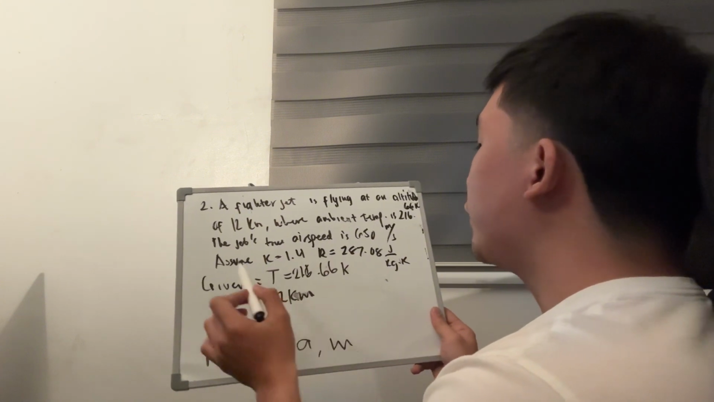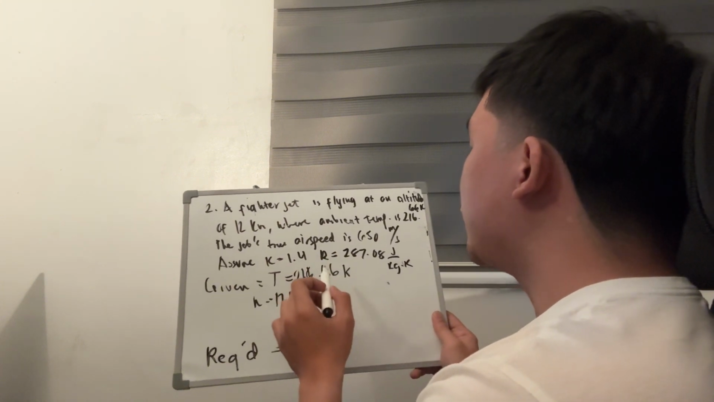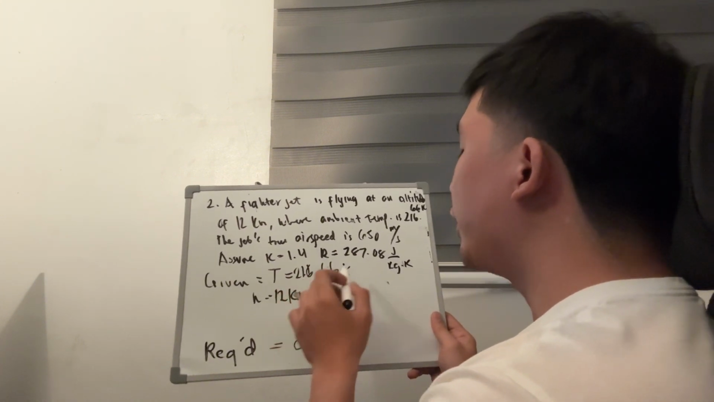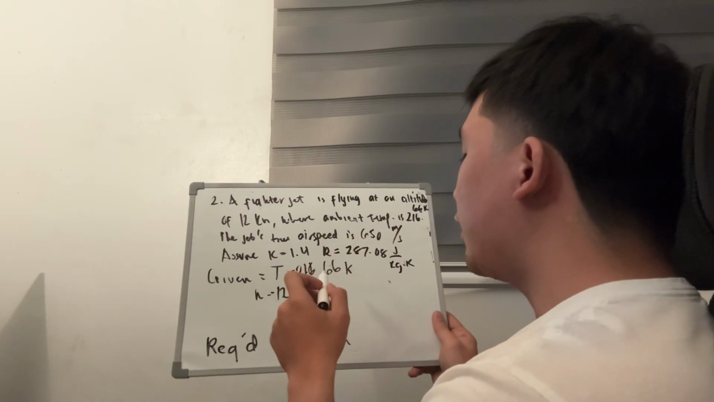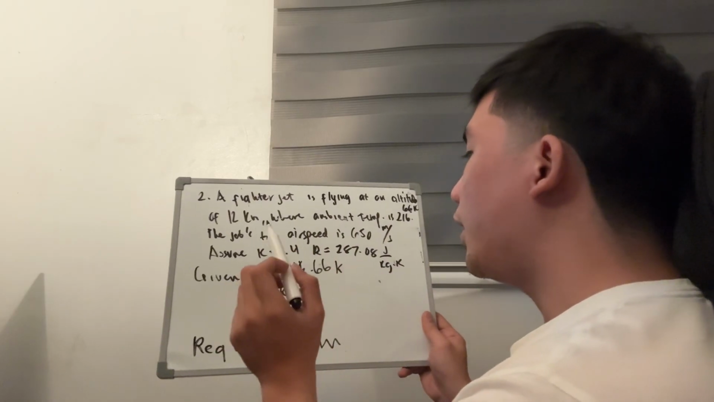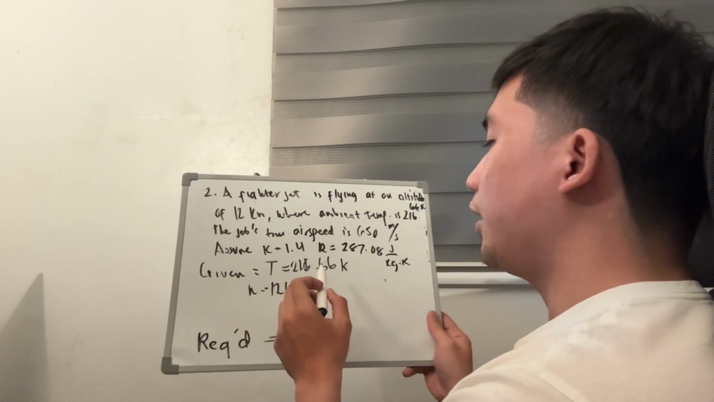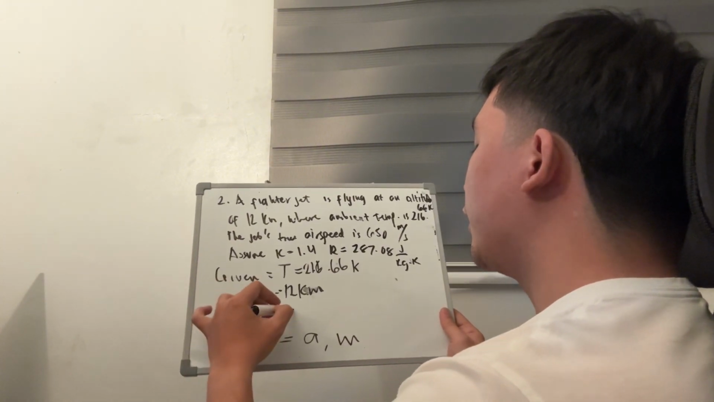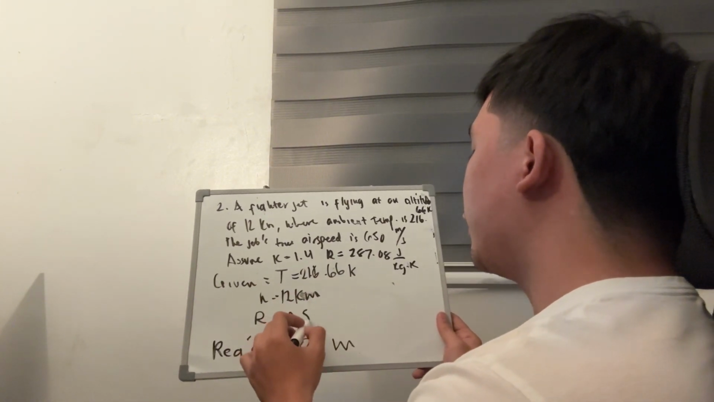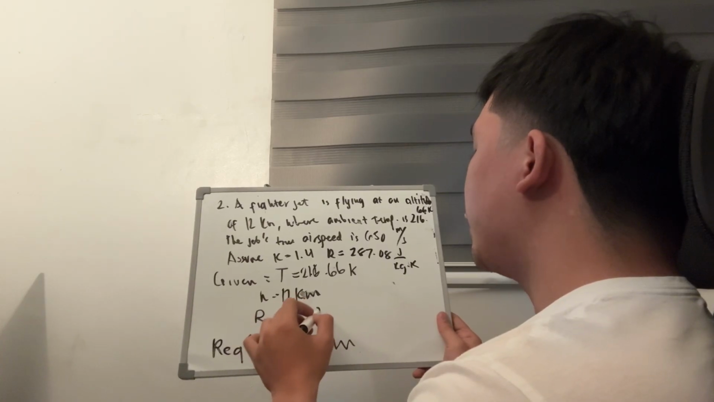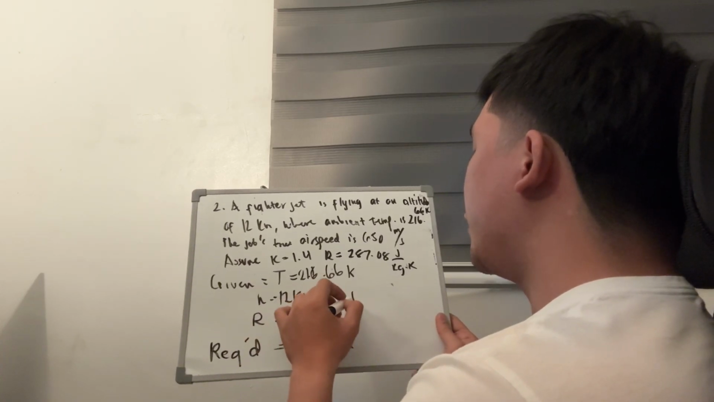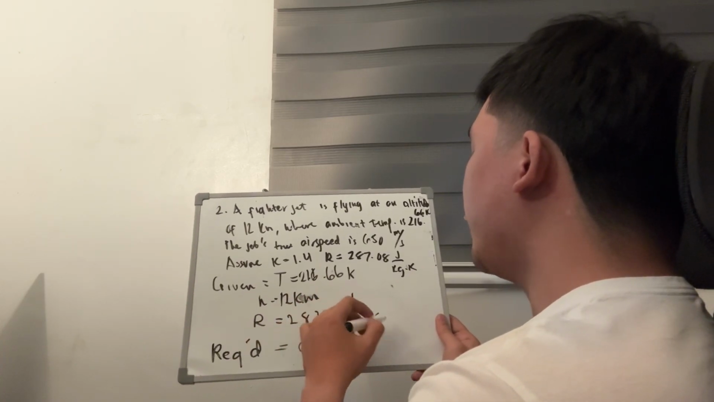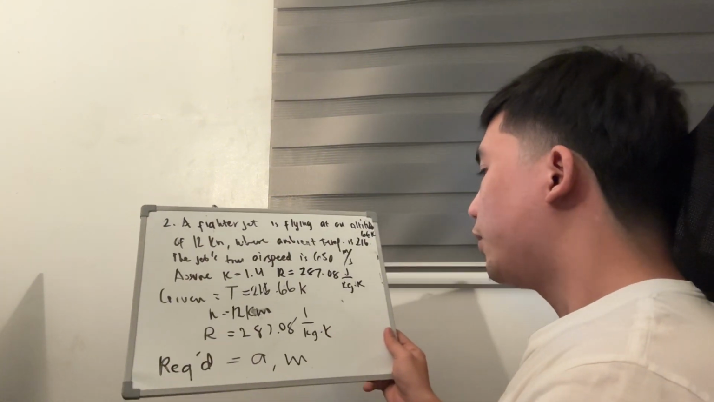So the temperature is 216.66 K, since in an isothermal layer temperature is constant. So lastly, for our R, we have 287.08 J/kg·K.